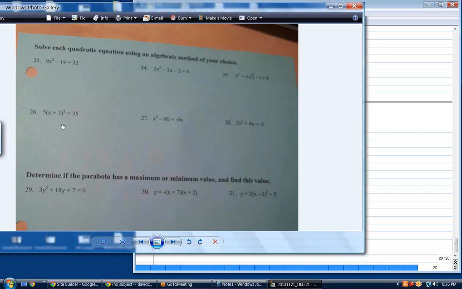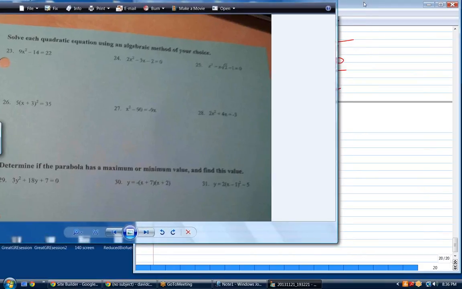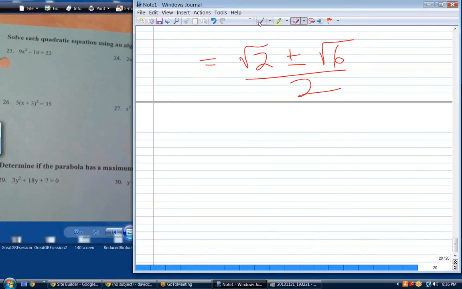Now, the only ones you don't have to use the quadratic formula are like 26. You see why you don't have to? Because you can take the square root of both sides? Yes. In other words, I'm going to end up with x plus 3 quantity squared equals 7. What's the next step? Wait. In other words, first thing I did was divide both sides by 5. Oh, yeah. Okay.